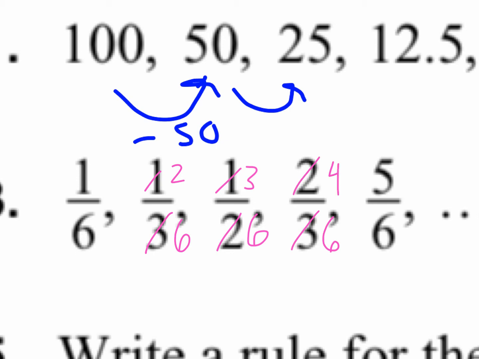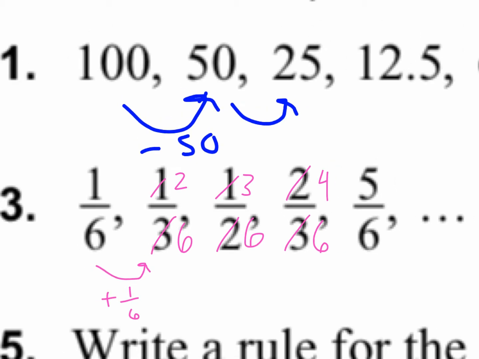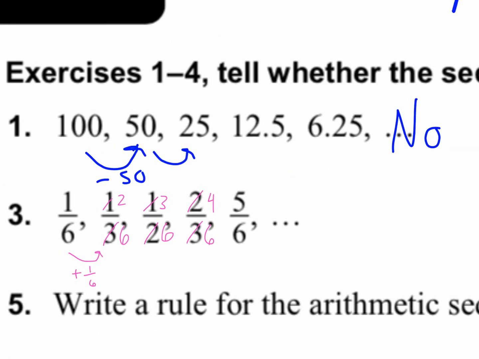So if you see, we go from 1 over 6, 2 over 6, 3 over 6, 4 over 6, 5 over 6. So are we adding the same thing to get from one term to the next? Yeah. What are we adding? 1/6. So is this arithmetic? Yes.